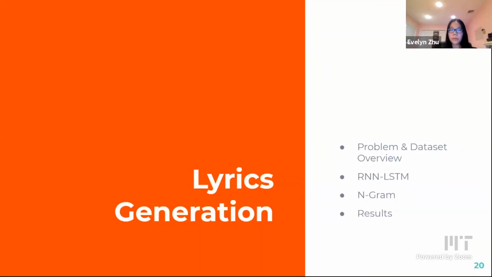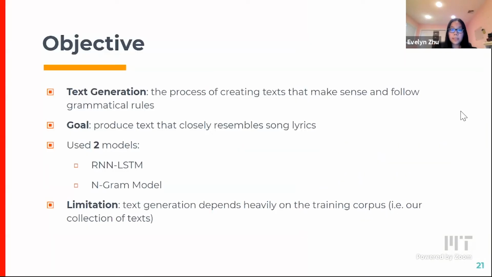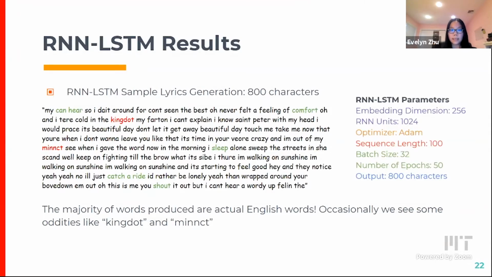Our second project focused on generating song lyrics. We approached this like a text generation problem, where our goal was to produce text that could resemble lyrics. The first model we trained on was an RNN LSTM, which you now know about. The results of this model on generating characters aren't too bad, since here we can see some actual English words being generated.